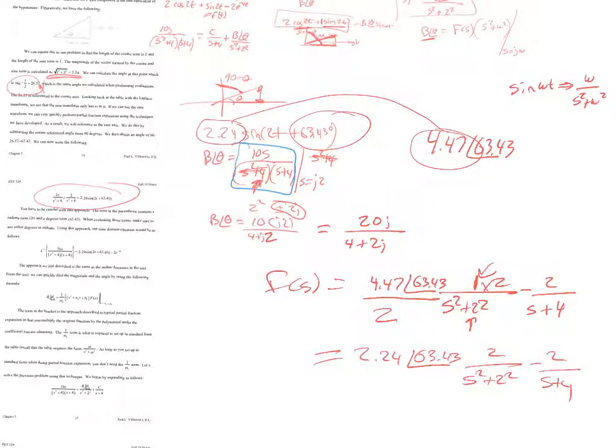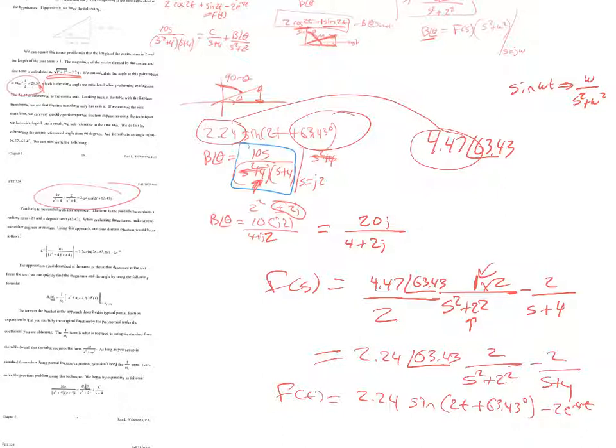So now this is all set up in standard form, and I can solve for my f of t, which is 2.24, the magnitude, times sine of 2t plus 63.43 degrees, minus 2e to the minus 4t. This is method 3. It works very efficiently. You don't have to do the same level of partial fraction expansion. Easy peasy, lemon squeezy. So don't worry about 1 or 2, just use method 3. It's much faster.